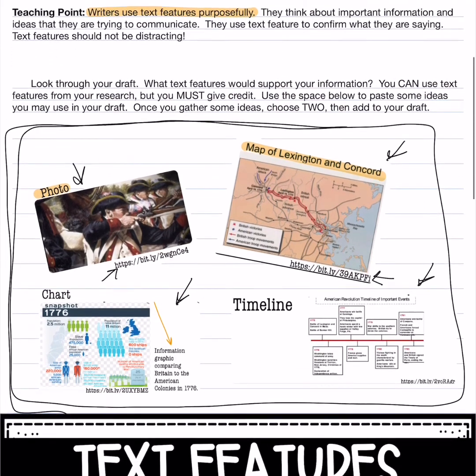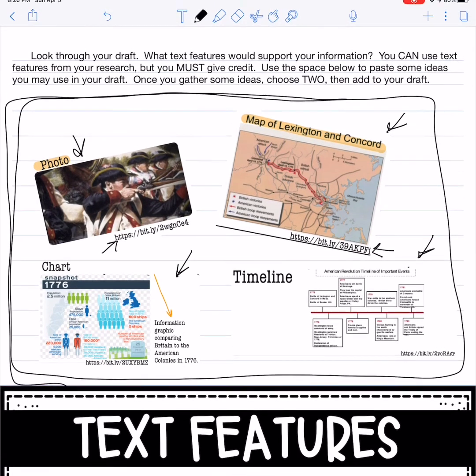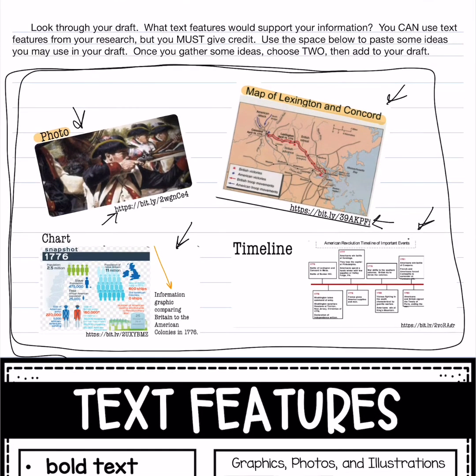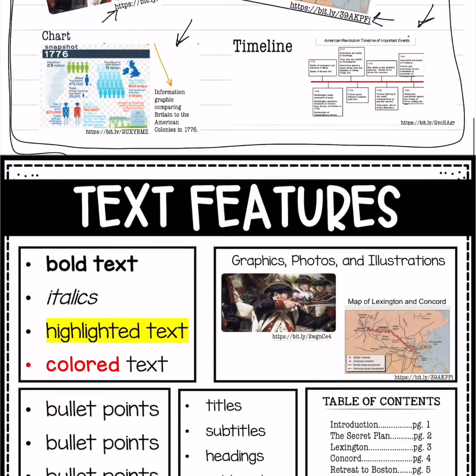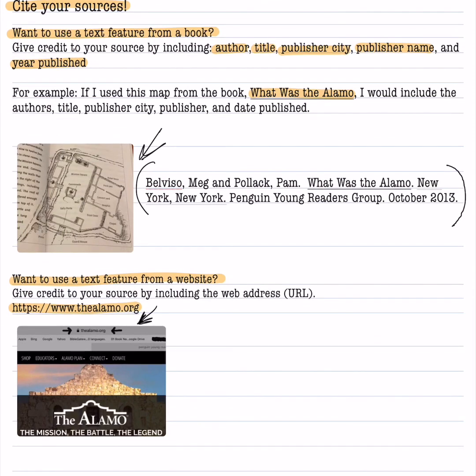So you will be looking through your draft to figure out what important information you need. You will be brainstorming text features. Once you gather some ideas, you will choose 2 to add to your draft. Once you have added those to your draft, you will be sure to cite your source.